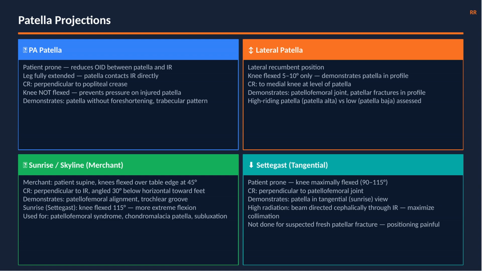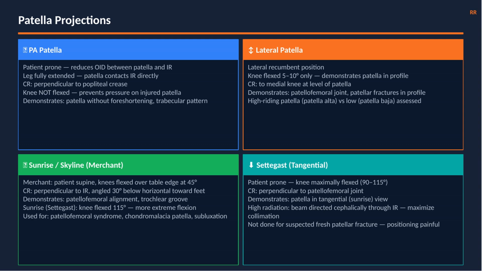CR, perpendicular to the popliteal crease. The knee must not be flexed. Flexion presses on an injured patella and causes pain. The PA position reduces OID compared to an AP patella, which improves detail.